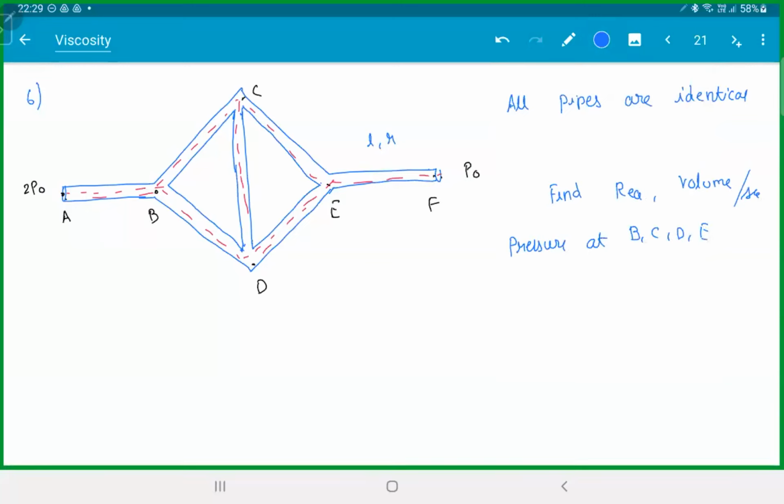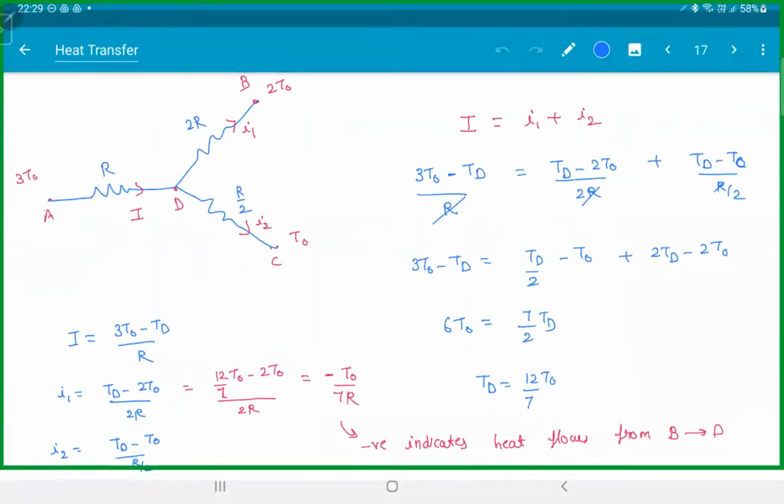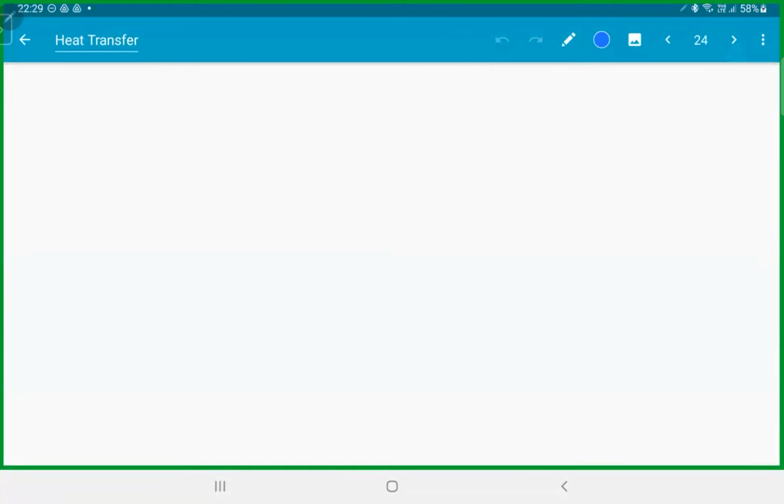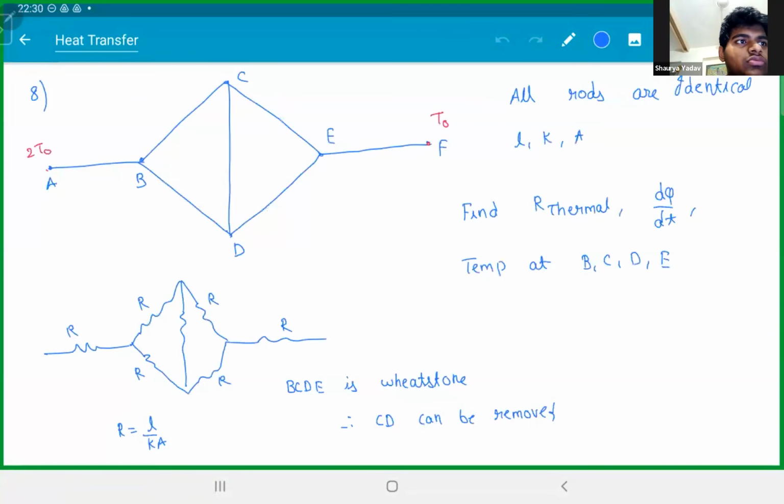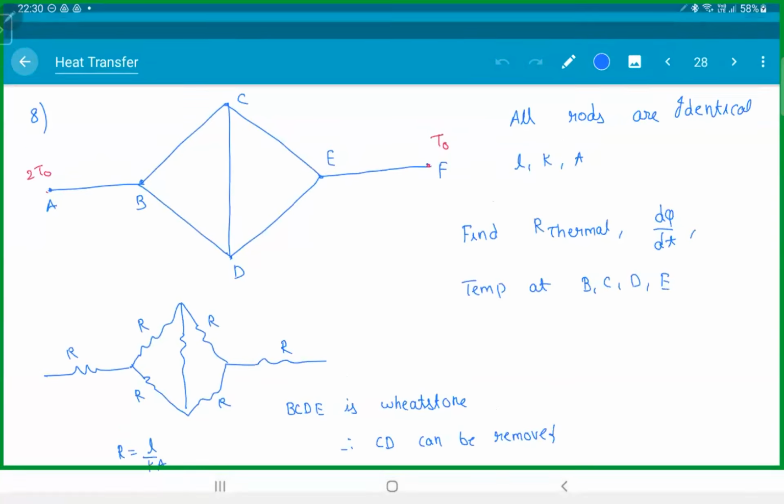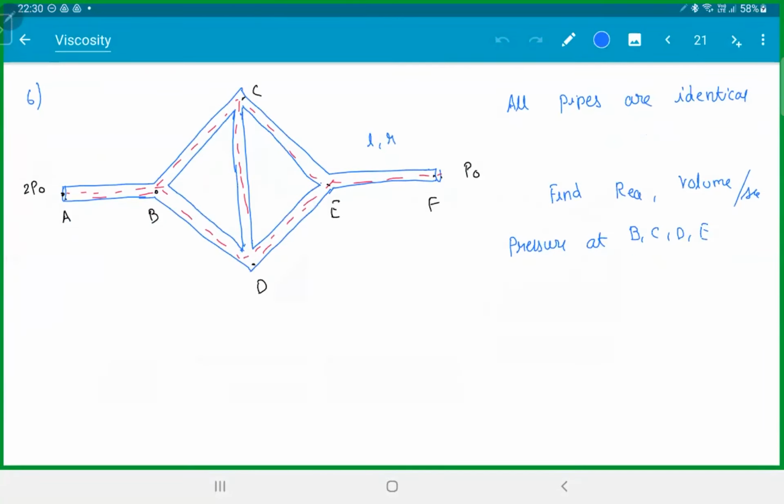Let's get this. It's a bit strong. Try 3 minutes. And the best part, I'm sure we did this also. Same question, look: find R thermal, find heat flow, find the temperature at B, C, D. These kinds of questions are quite important because they come in multiple chapters. You just revise one, you get everything.